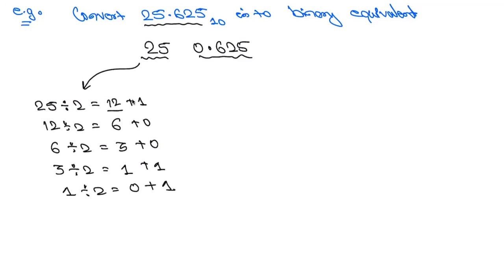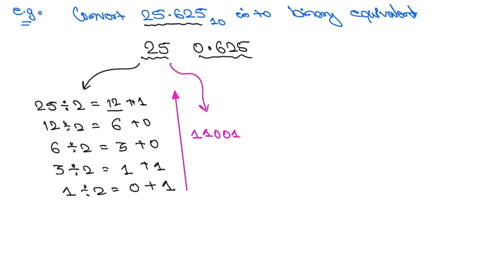Here which order will we use, forward or reverse? Order will be reverse, reverse order, right. So here the number will be 1 1 0 0 1. So 25 can be written as 1 1 0 0 1.